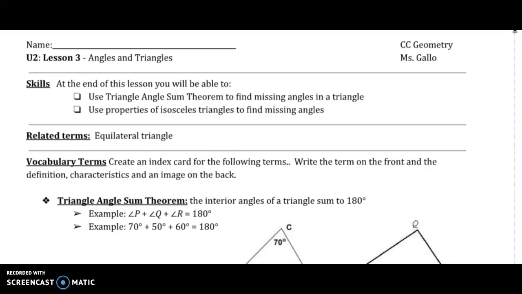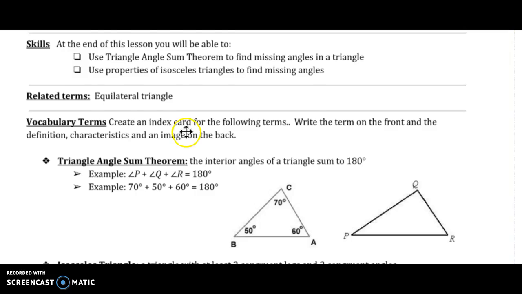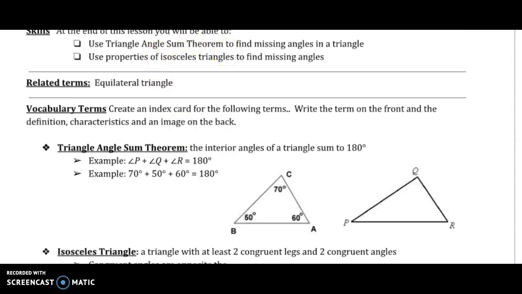This is Unit 2, Lesson 3. We'll be talking about angles and triangles. So in this lesson, we'll learn about the triangle-angle-sum theorem and use properties of isosceles triangles to find missing angles. This video will relate specifically to the vocabulary that you need for the lesson and for the unit.